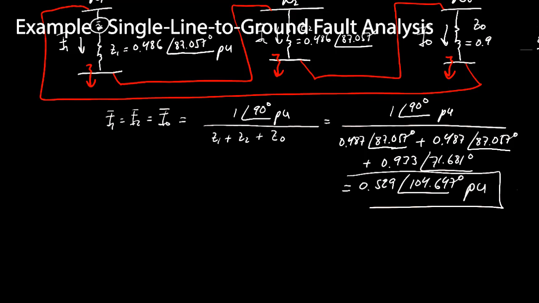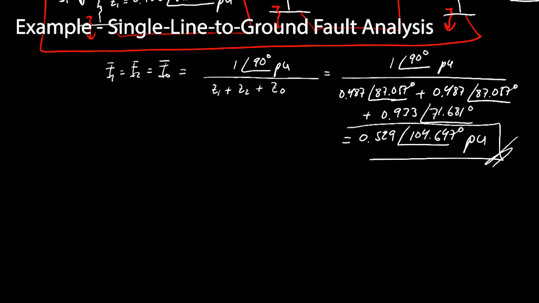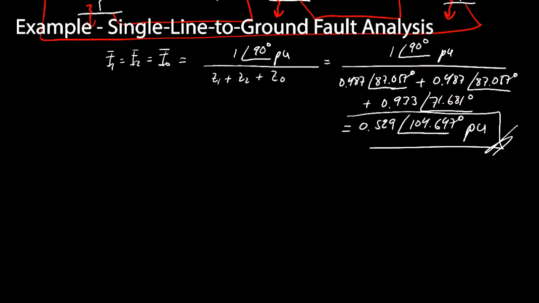So this is our answer again. That's I1, I2, and I0. Alright, so now that we have the sequence currents in per unit, now we can convert them to actual quantities. So that's what step 5 is going to be.